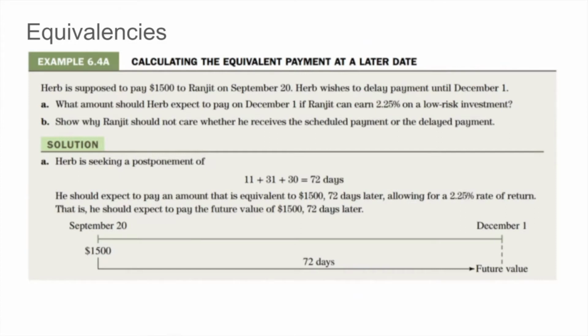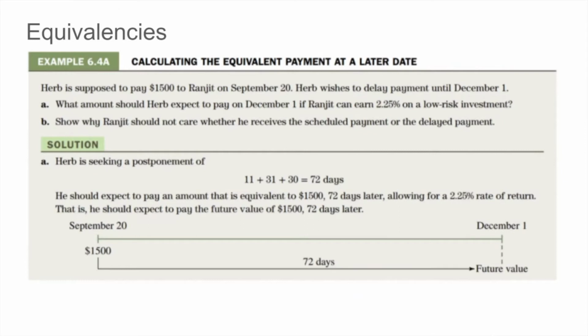So the question is, what is Ranjit going to want on December 1st? Is it an amount more than $1,500? So what would be an equivalent amount? What amount should Herb expect to pay on December 1st if Ranjit can earn 2.25% on a low-risk investment? That's effectively, how much extra is he going to have to pay in order to wait for that couple of months? So the first thing we need to do is figure out how long a distance is September 20th to December 1st.